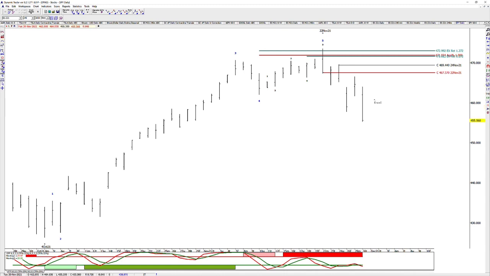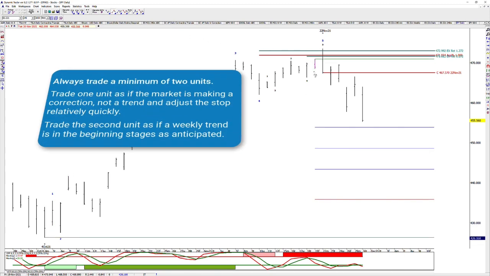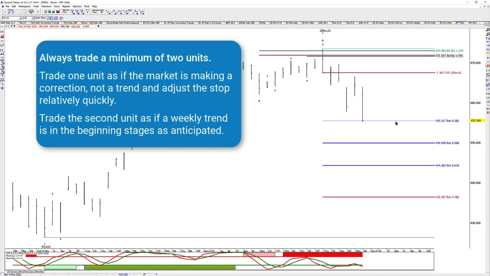Another up day, and then a strong down day. So we definitely have now adjusted our stop on the full position to break even. Let me put some retracements in here, and keep in mind that we always trade a position as if there's 2 units, always, always, always. And we trade 1 unit or half the position as if, in this case, the ES or the SPY were making a corrective decline.